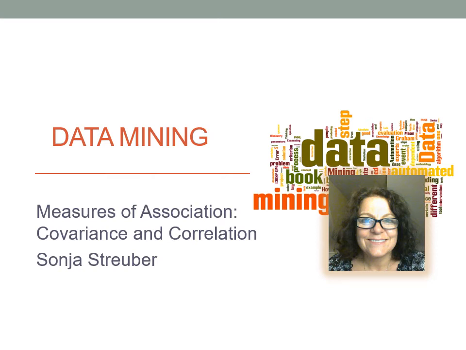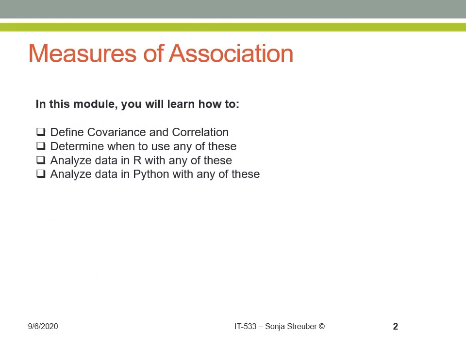In this module, we will continue our quest to determine which patterns connect data inside of a dataset. Here, we will focus on covariance and correlation. In this module, we will learn how to define covariance and correlation and to pinpoint the connection between the two. We will learn how to determine when to use any of these, and then we will use covariance and correlation to analyze data in R and in Python.